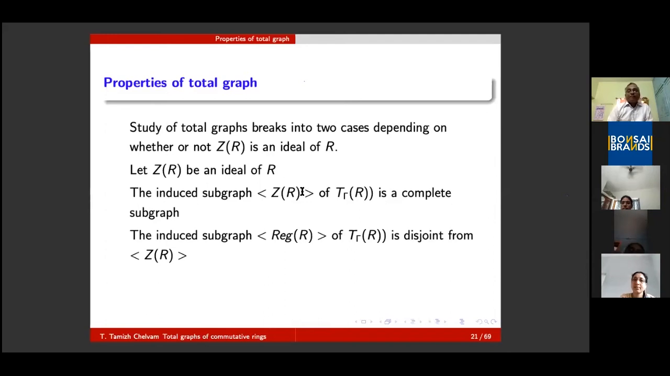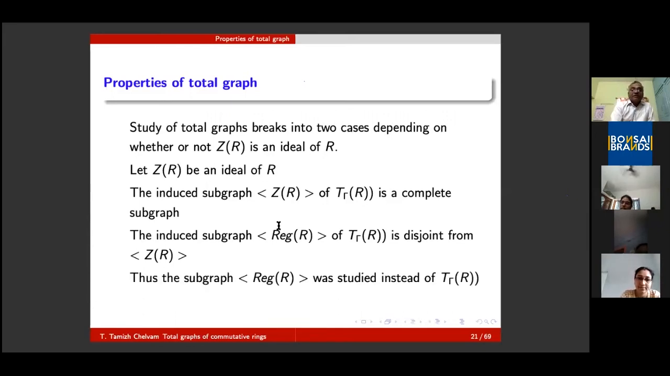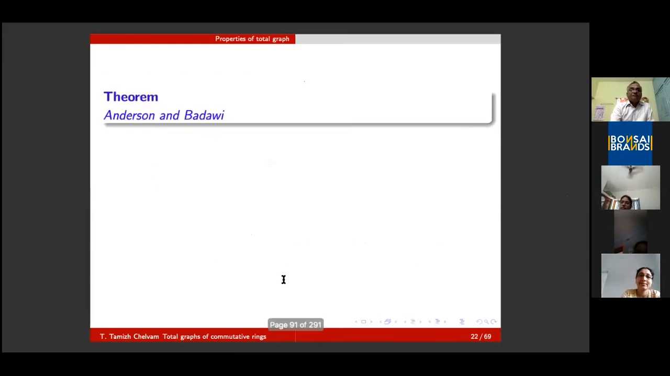Thereby, of course, one must notice that if you take an element here and an element here, one element is a zero divisor, another element is a regular element. There is no way they are connected. X plus Y is not a zero divisor. Therefore, the subgraph induced by zero divisors and the subgraph induced by regular elements are disjoint subgraphs of T gamma of R. That is why I was saying that once you study the subgraph induced by regular elements, it will give everything about the total graph.